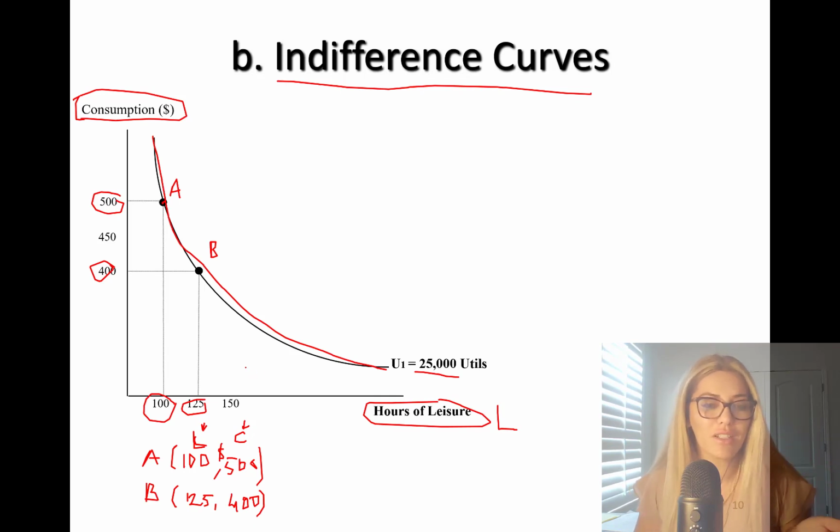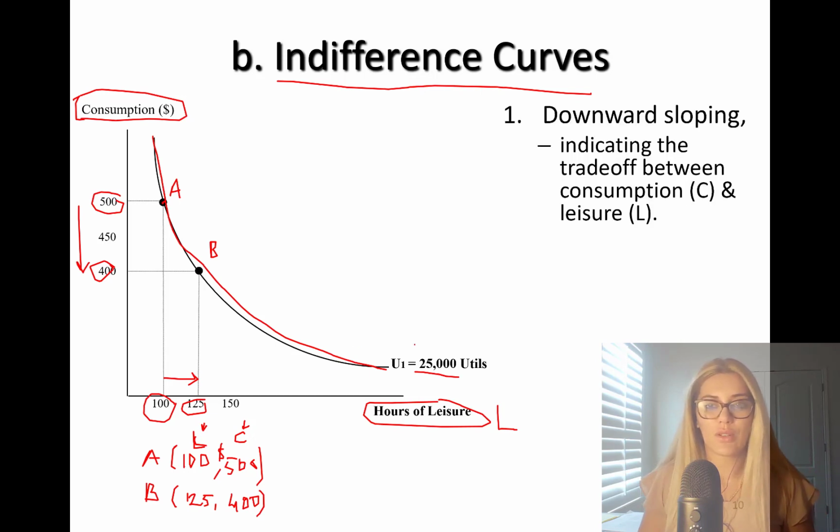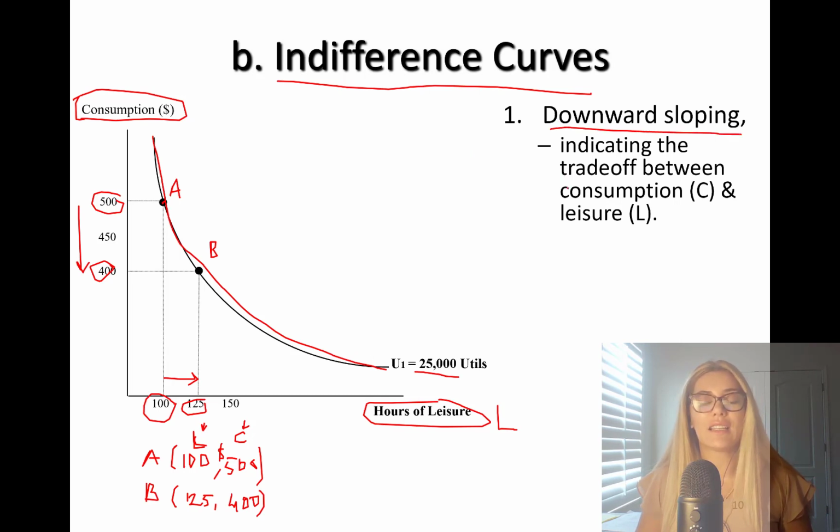Sorry, you had more leisure. You worked less, therefore you're consuming less. So A to B movement is a reduction in consumption and an increase in leisure. So there are people like this, right? They are taking lots of leisure time and they don't consume too many consumption goods. Okay, so properties of indifference curves are they are downward sloping, indicating a trade-off between consumption and leisure.